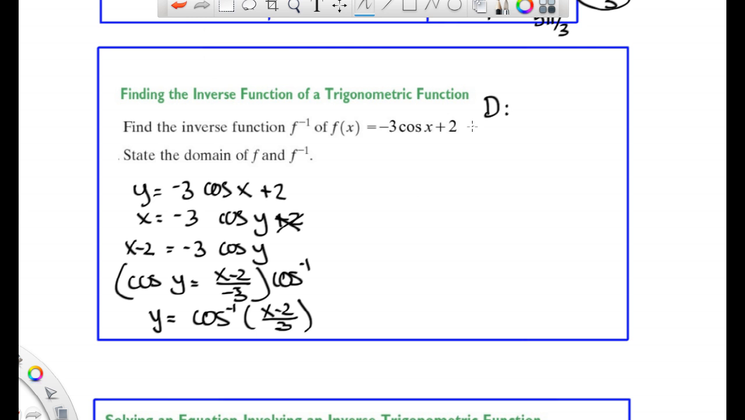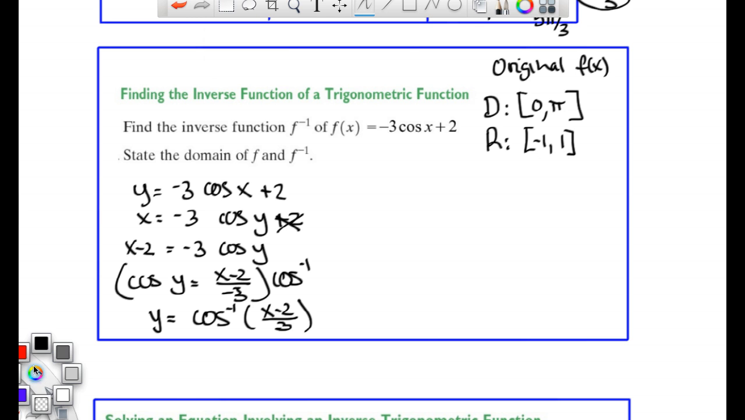Well, for the cosine to have an inverse, the domain needs to be between 0 and pi, right? So we need to have a domain that's between 0 and pi. So this is for the original, which is f of x. And the range, well, the cosine only gives you values between -1 and 1.